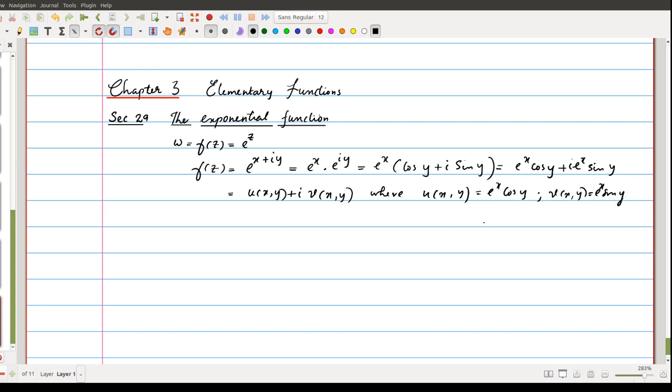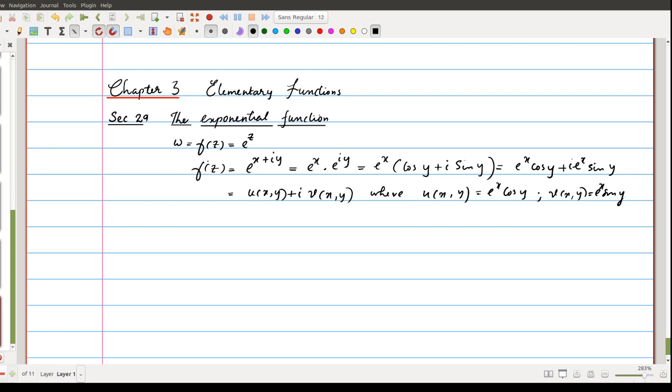We can easily find that all these functions are continuous, and these functions have partial derivatives of all orders, and those partial derivatives are also continuous, and you can verify that this u and v satisfy CR equations as well in all the complex plane. So this f of z is an example of an analytic function, analytic everywhere in the complex plane, hence it is called an entire function. So e raised to z is an entire function.